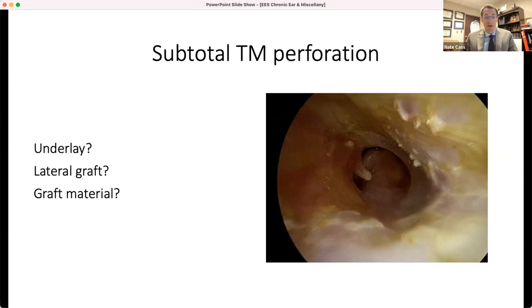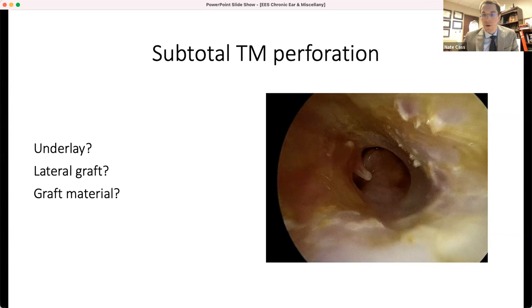So in this patient, if I've not operated on them before, this would definitely be a medial graft in my hands. And it would be an over-under technique or a lateral to malleus technique, whatever you want to call it. But I would also probably do it in an endoscopic assisted fashion.